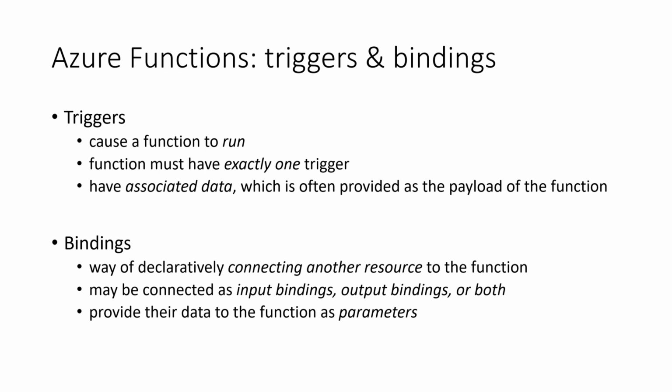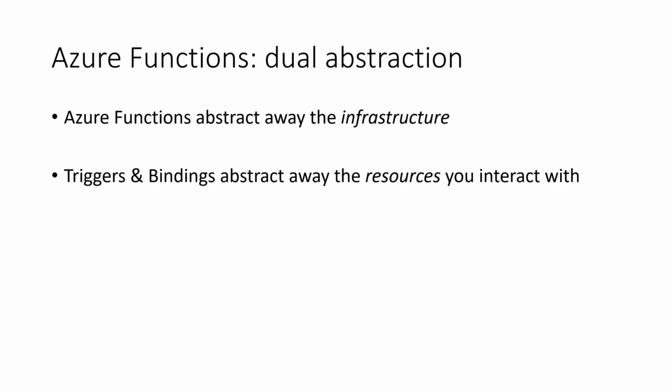So that actually enables you to focus on creating the business logic that you actually need instead of writing boilerplate code to actually get to the data that enables you to write that business logic. So where Azure Functions abstract away the infrastructure of what you're doing, you just say, hey, here's my code, run it for me, triggers and bindings abstract away the resources you're interacting with.